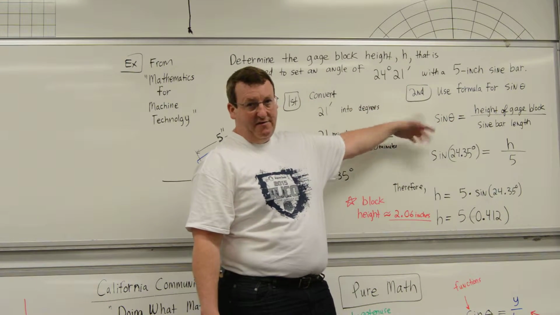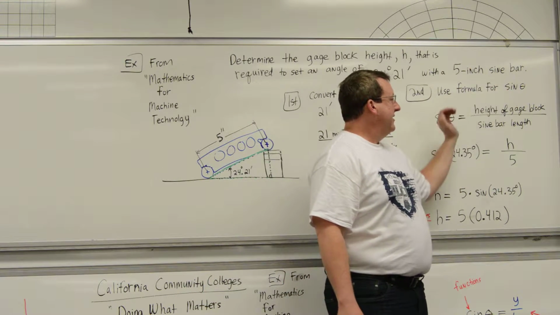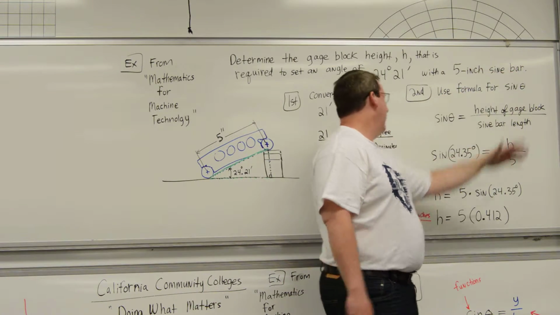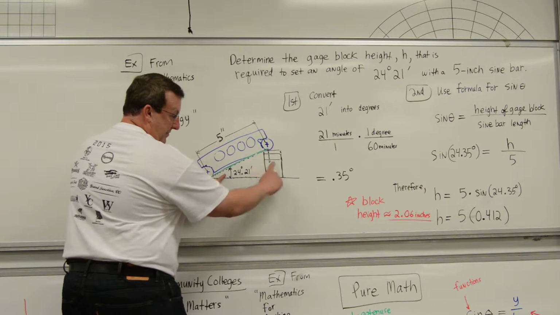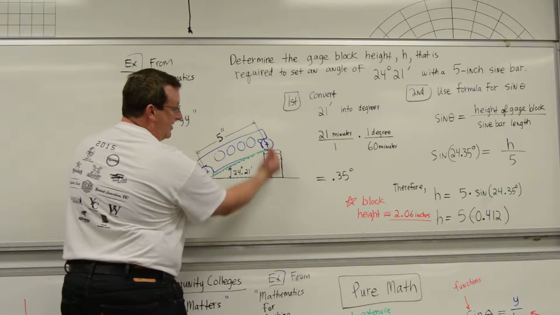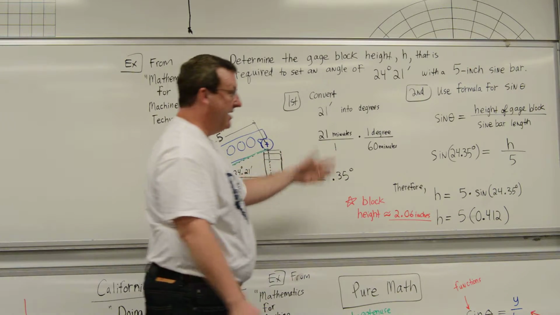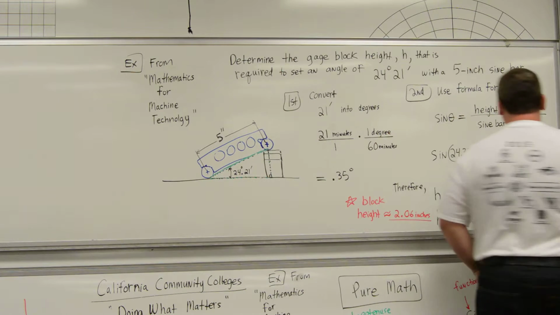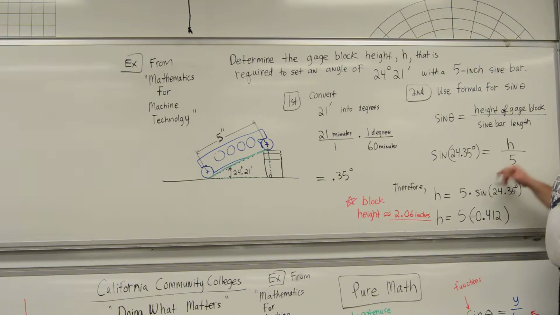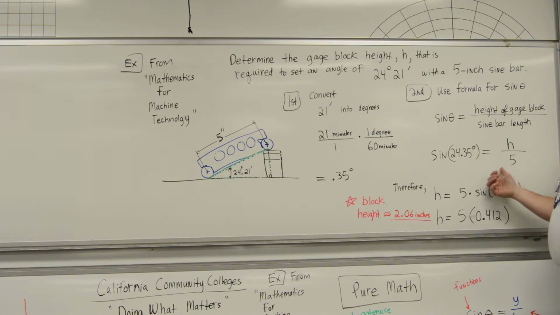We had sine of theta from earlier, the pure math, was essentially the opposite side, which is the height of the gauge blocks, divided by the hypotenuse, which is the sine bar length. We're trying to figure out what this h is. We know the input to this sine function. We know the length of the sine bar is 5. Now all we have to do is solve for h.